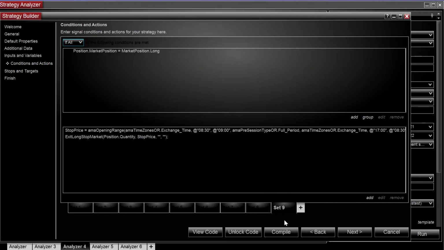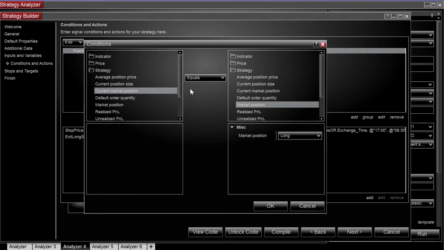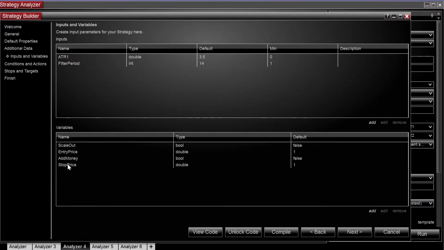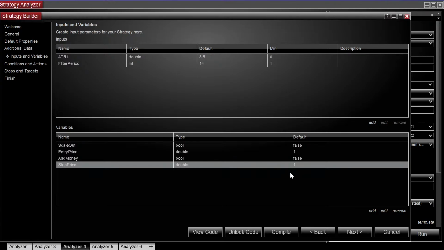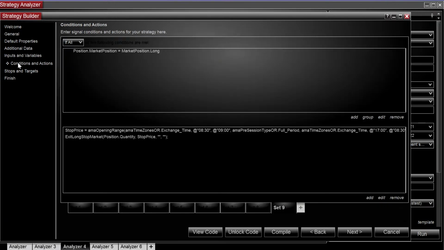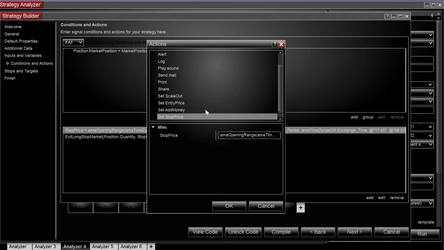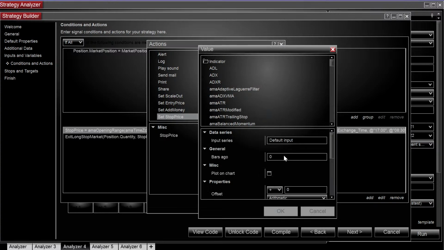Set number 9, our final set. Current market position equals long. We're setting our ultimate stop, which is a variable we called stop price. So in the variables, stop price, make it a double, default 1. We set the stop price to the opening range low.